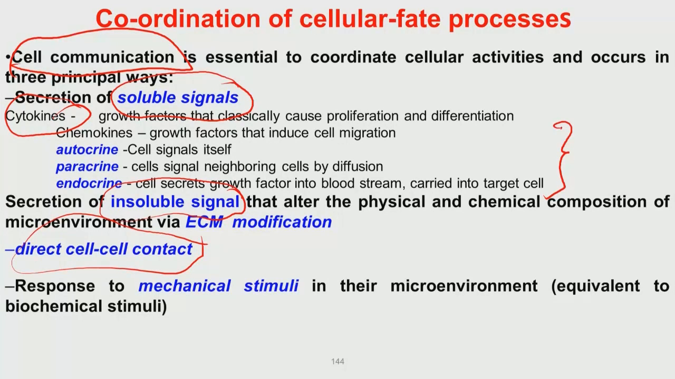But there are three types of growth factors, which are also important soluble proteins. Autocrine, auto means similar type of cells, paracrine means the cell signals to neighboring cells, and endocrine means the cell secretes growth factors which are transported through the bloodstream and carried to a target cell. So, essentially cell signaling means you have a source cell and you have a target cell.